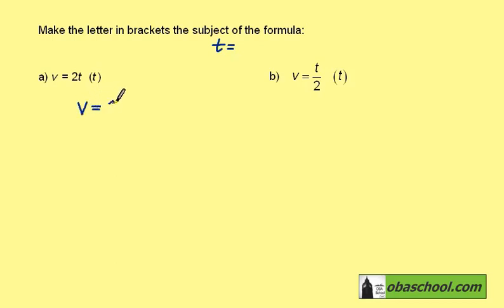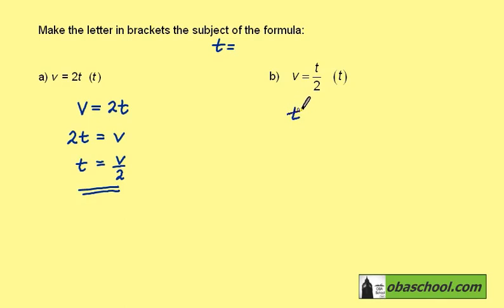So we have v is equal to 2t. Since these are equal, there's no reason we can't write 2t on the left and v on the right. Now dividing both sides by 2 leaves us with t on the left and v divided by 2 on the right.